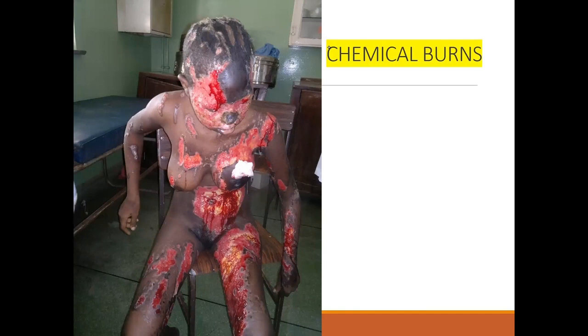This is a young lady that was assaulted with chemical. You can see how she sustained burns in various parts of her body. These burns are already granulating. Okay, this is an example of an assault from burns.